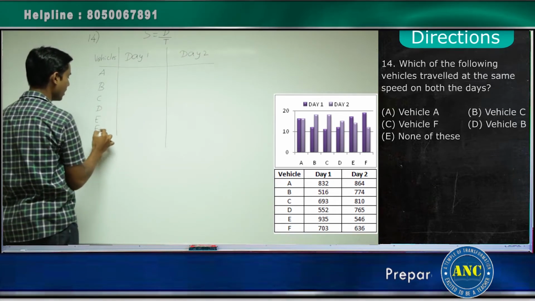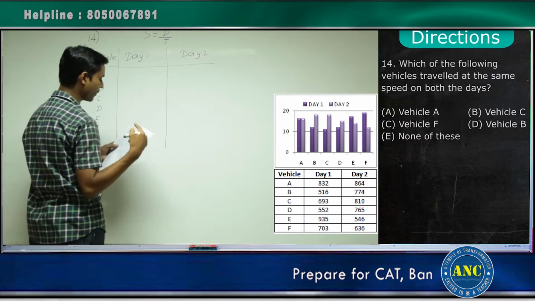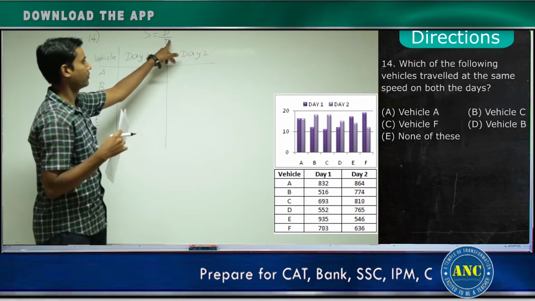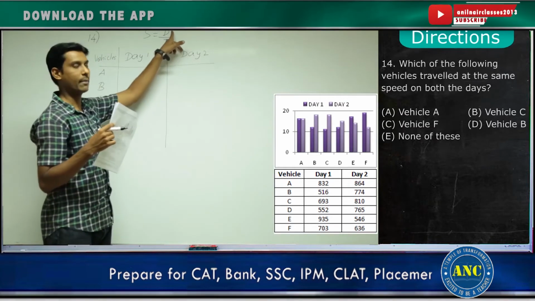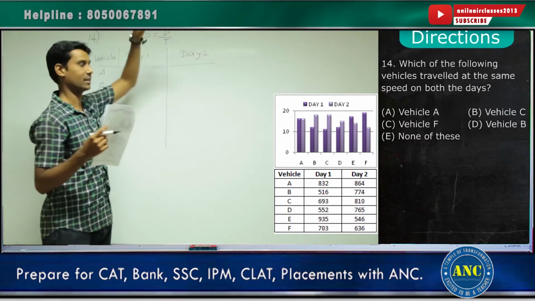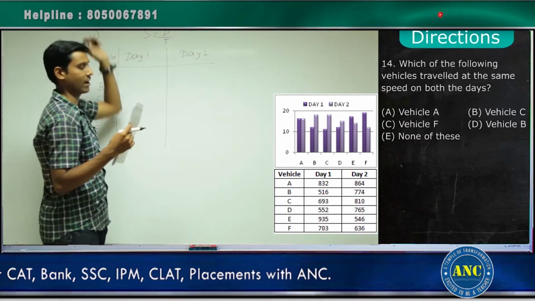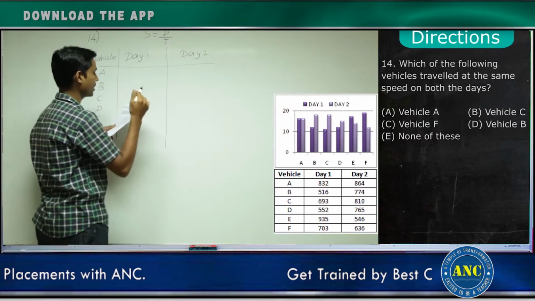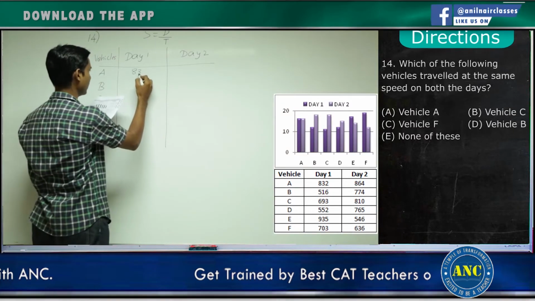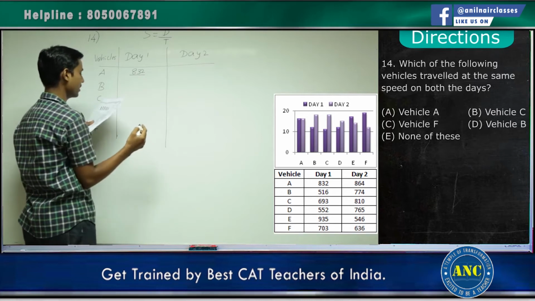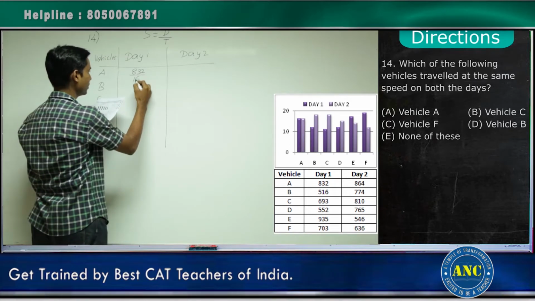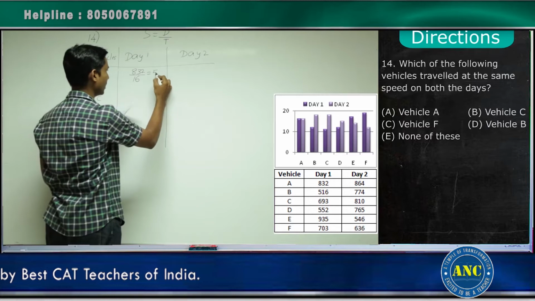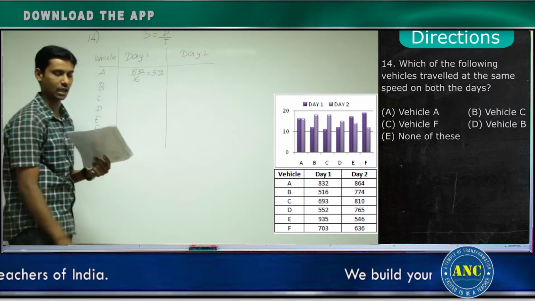Now if you observe here, your bar graph represents time. Your bar graph gives the information about time. Your tabular form gives the information about the distance. Divide one by the other, you will get the value of speed. Vehicle A. First, distance traveled by vehicle A, day 1 is 832. Time taken by vehicle A is 16. 832 by 16, you will get it as 52.